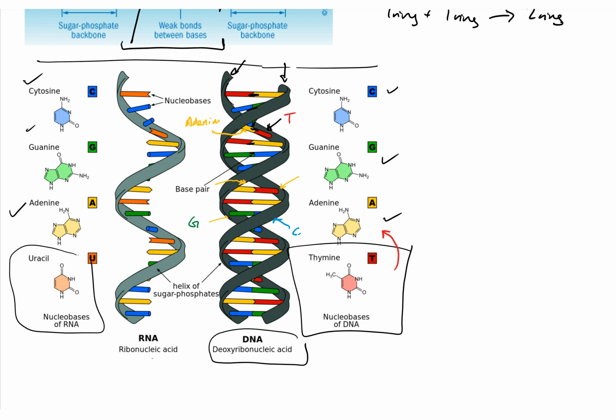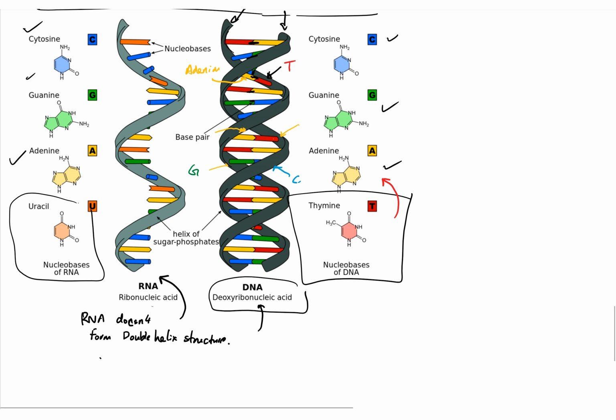RNA is always single-stranded. It's only just one strand. So RNA doesn't form a double helix structure. Of course, there are exceptions in different organisms, but at least in the human body, RNA does not form a double helix structure. Only DNA does. And RNA is single-stranded. It means it's only one strand. You see that there's no counterpart that makes it a pair, right?